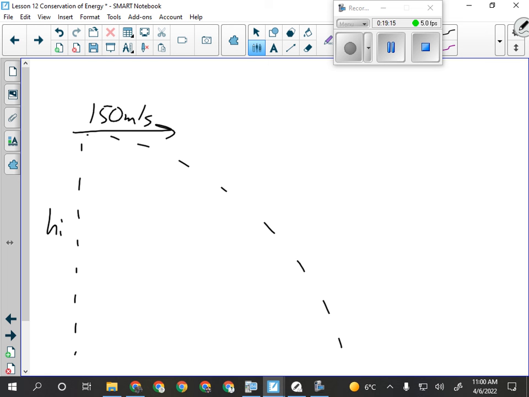If I'm doing this as a conservation of energy question, where we know the initial height, let's say it's 10,000 meters, and I want to calculate the speed when it hits the ground, I also need its initial velocity, or initial speed. Agreed? What's the speed of the bomb when it's dropped?